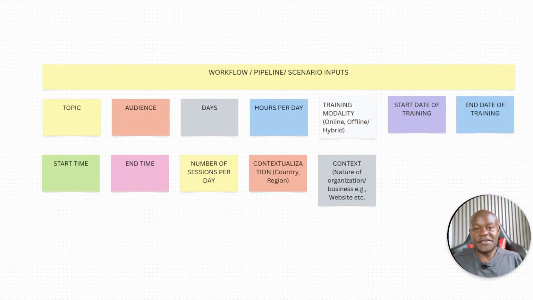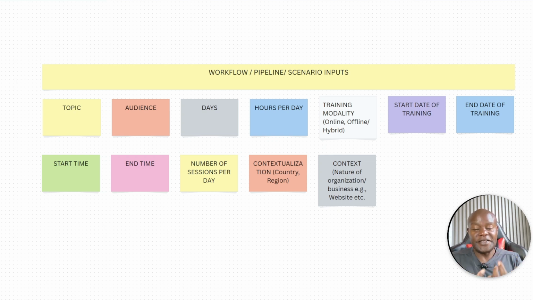So let's kick into this whole training program design and automation for AI for HR. What will we start with? We'll ask ourselves what the inputs are. The inputs we are looking for are what topic we'll be talking about. Who is the audience? How many days will this training run? How many hours per day? What training modality will it be? Will it be online? Will it be offline? When is the training starting? When is it ending? What dates are those? The start time, the end time, the number of sessions per day.